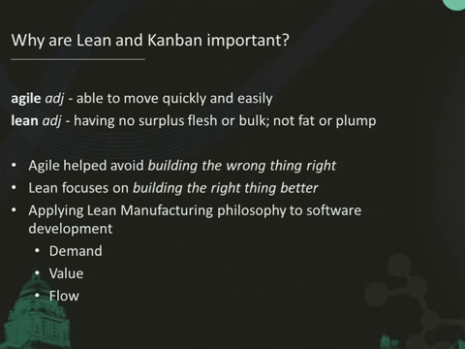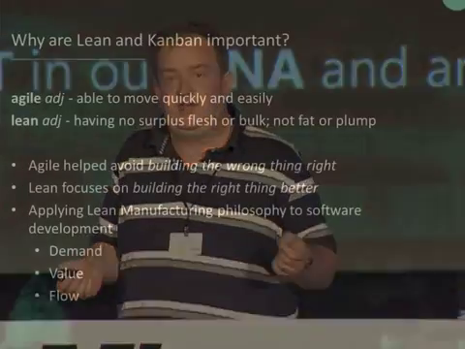So where lean and Kanban come from, and why I think they're important, is that there's been a movement since about 2001 of looking at other industries and how they produce what they produce. Lean and Kanban come from lean manufacturing and things like the Toyota production system, where they focus on demand, value, and flow. I'll talk about that a little bit later. But it's more of a philosophy. What we try to avoid in software development is taking the practices from Toyota, how they make a car, because a lot of it is not applicable to software development. It's really taking the philosophy.